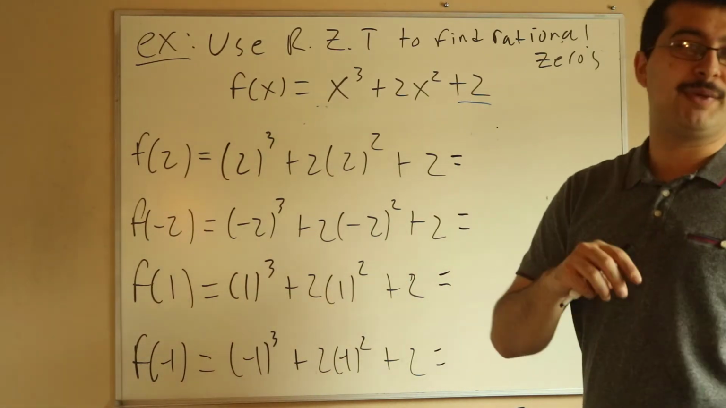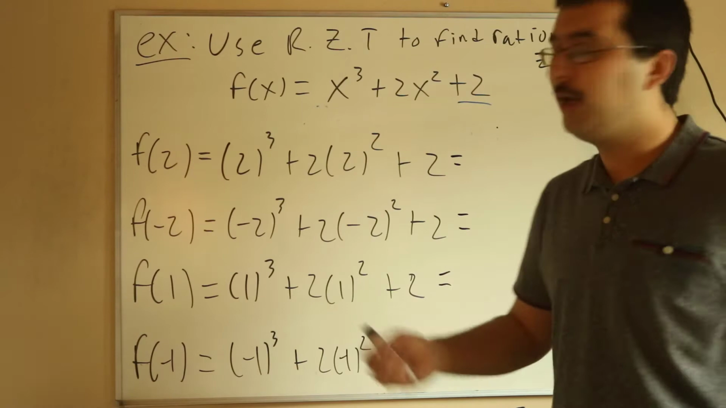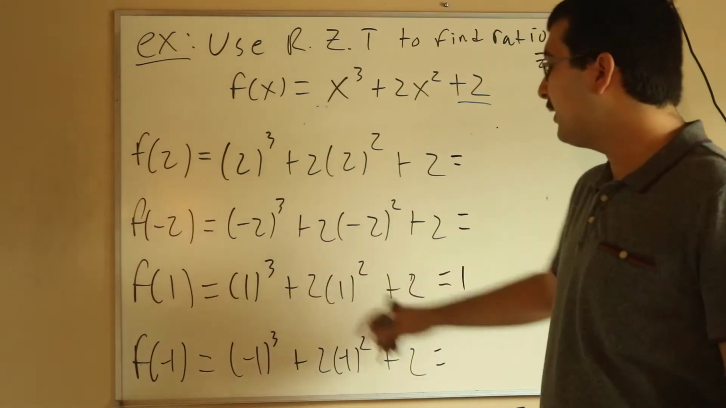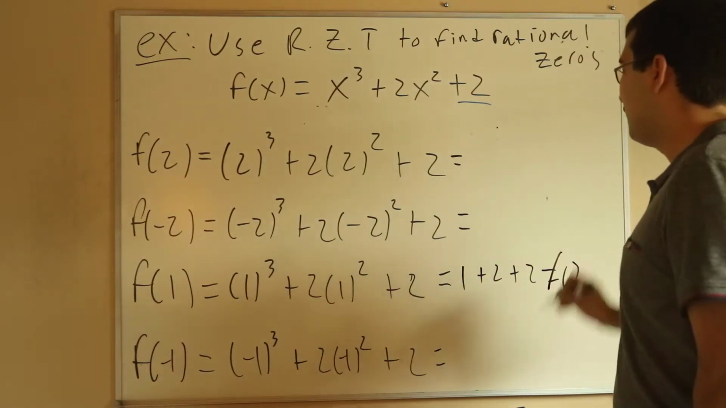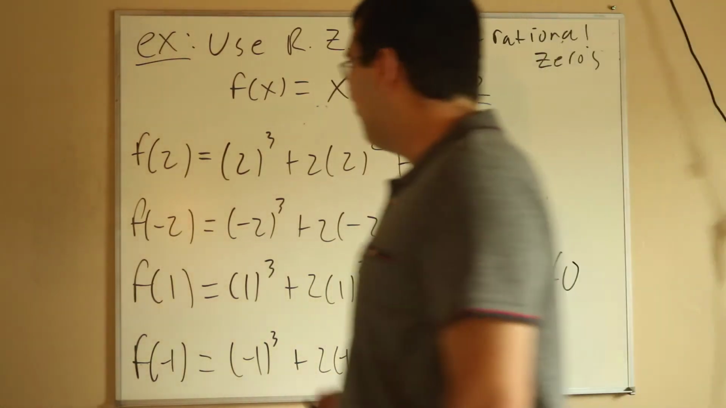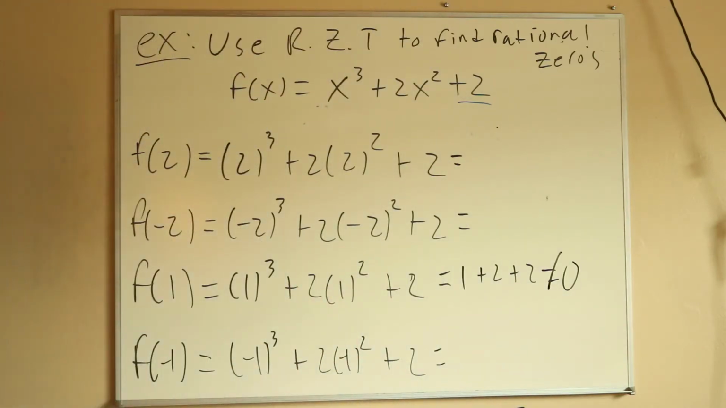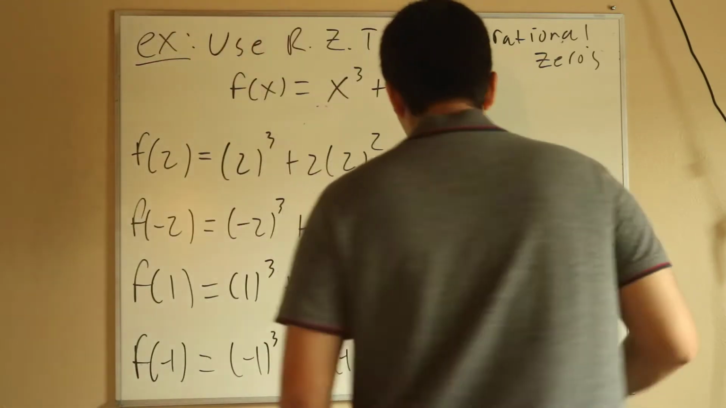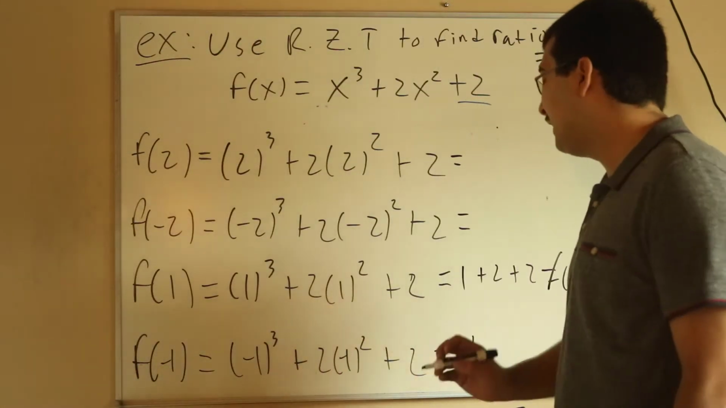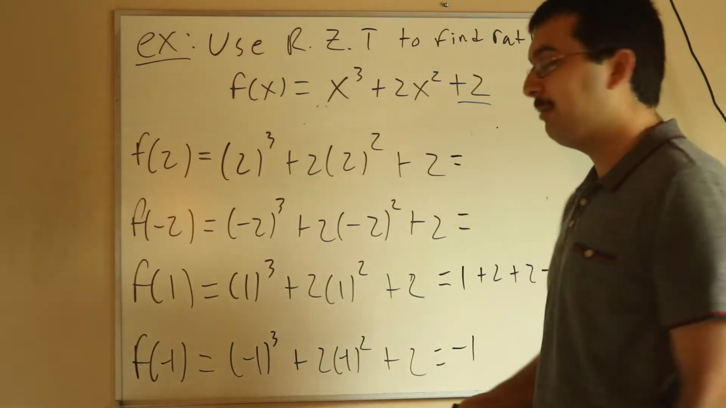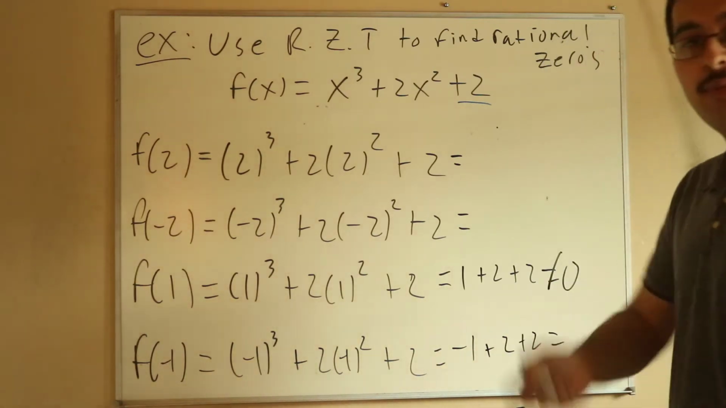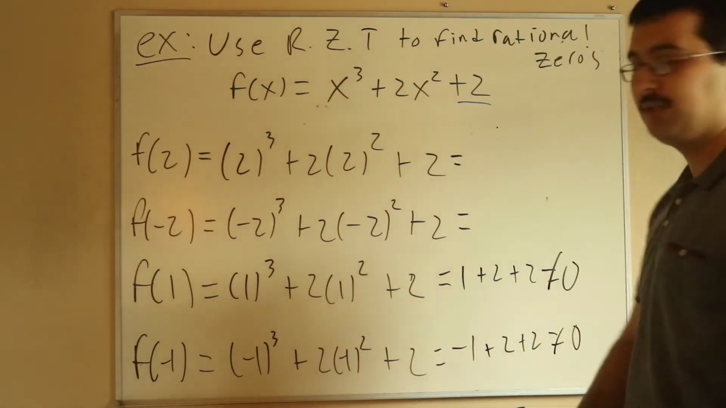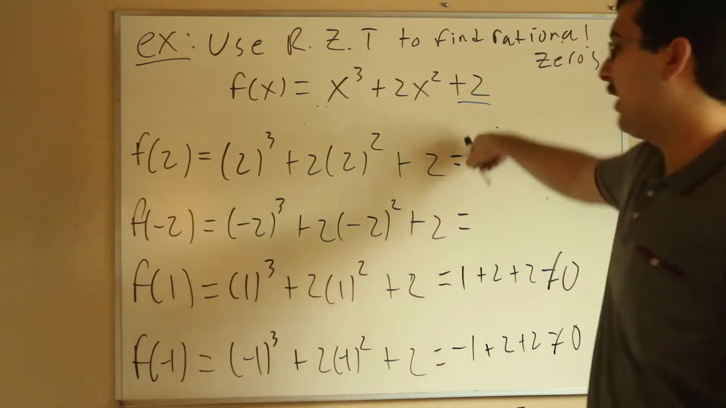Let's do the ones first because they're easier. We're going to have 1 cubed, 1. We're going to have 1 squared times 2 plus 2 plus 2. Okay? Definitely doesn't equal 0, right? Let's try the negative 1. Negative 1 cubed is negative 1, right? Because negative 1 times negative 1 is positive 1. Multiplying another negative 1 makes it back to negative 1. Negative 1 squared, that's going to be a positive 1 times 2. So we're going to have plus 2, all right? We have negative 1 plus 2 plus 2. Again, doesn't equal 0.